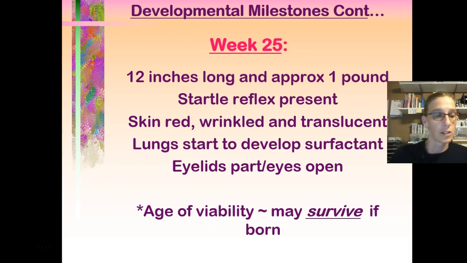All right, 25 weeks is an age of viability. The baby may survive if born at this time. Okay, I think your book actually says 20 weeks is age of viability, but realistically what I've always heard is true viability is considered 24 to 25 weeks.